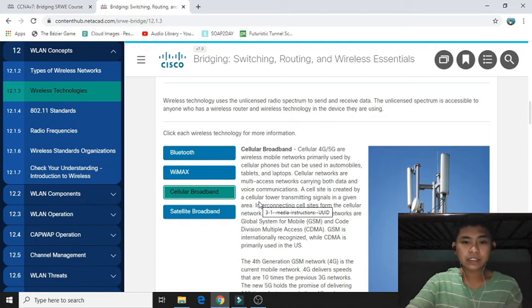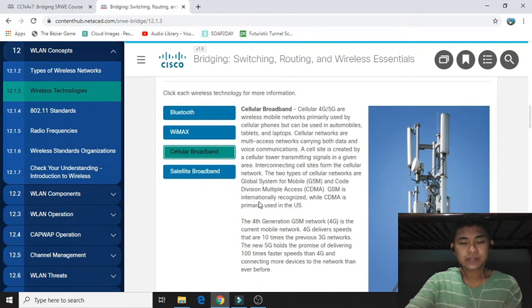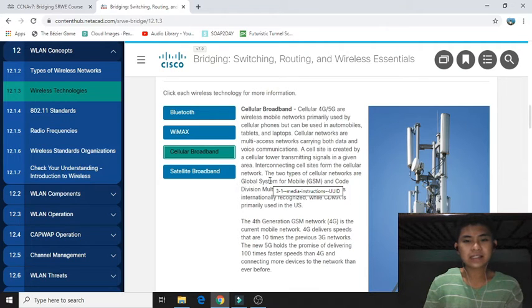Next is cellular broadband. Cellular broadband, or 4G to 5G, are wireless mobile networks primarily used by cellular phones but can be used in automobiles, tablets, and laptops. Cellular networks are multi-access networks carrying both data and voice communications. A cell site is created by a cellular tower transmitting signals in a given area.